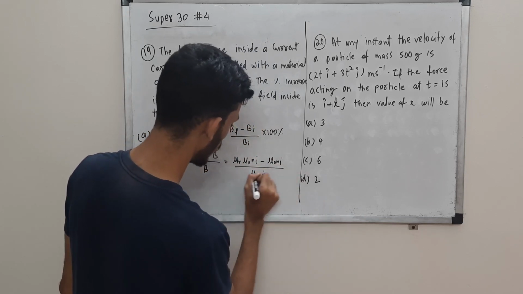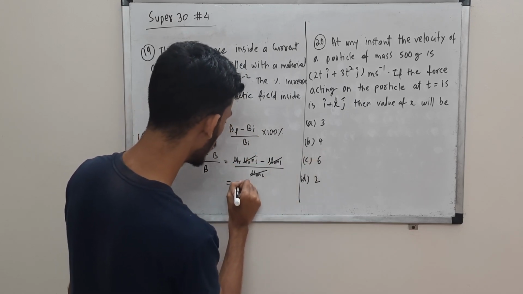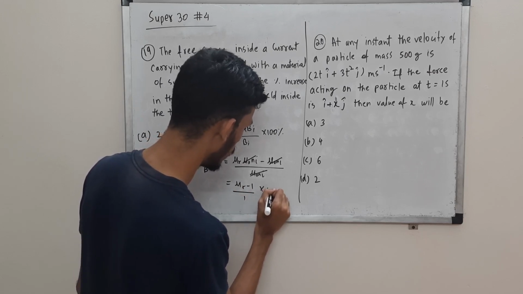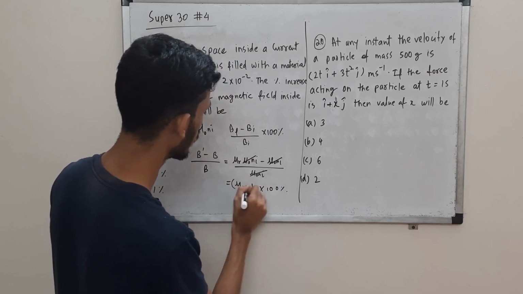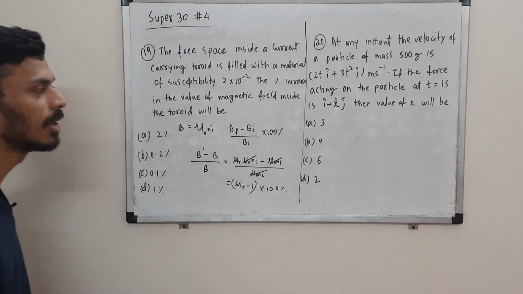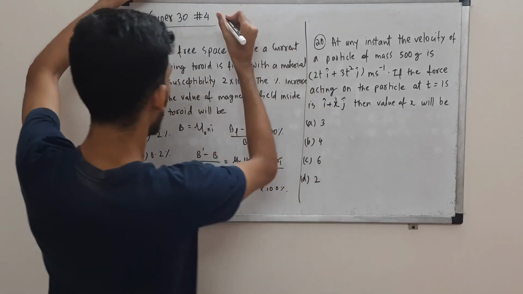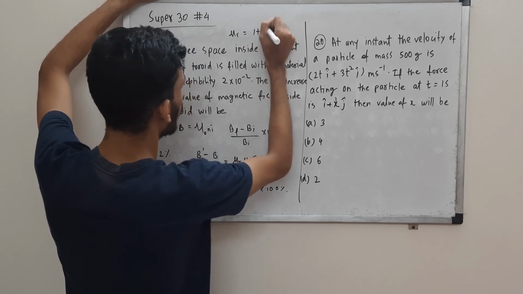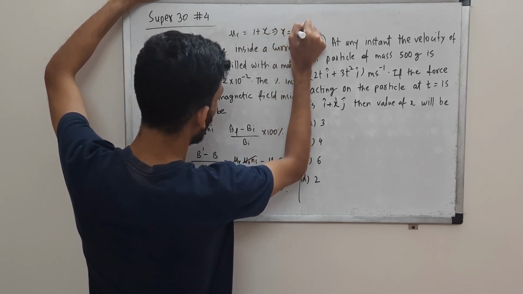And this into 100%. So this and this can get cancelled. You can take it common actually. So (mu r minus 1) upon 1 into 100%. Okay, so that will give us the percentage change. If you see, this is susceptibility. I actually remember it as permeability is 1 plus susceptibility, or from here you can write susceptibility is permeability minus 1.